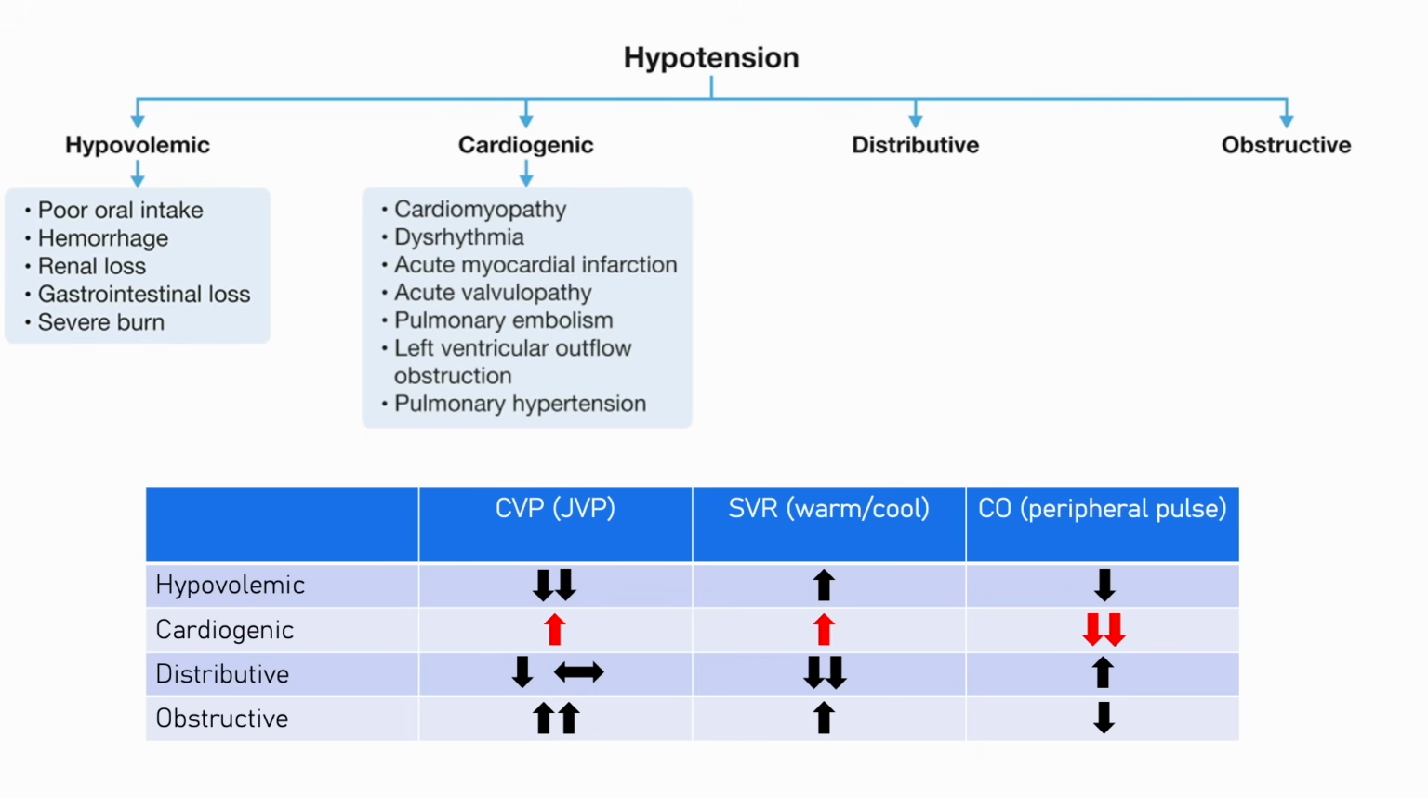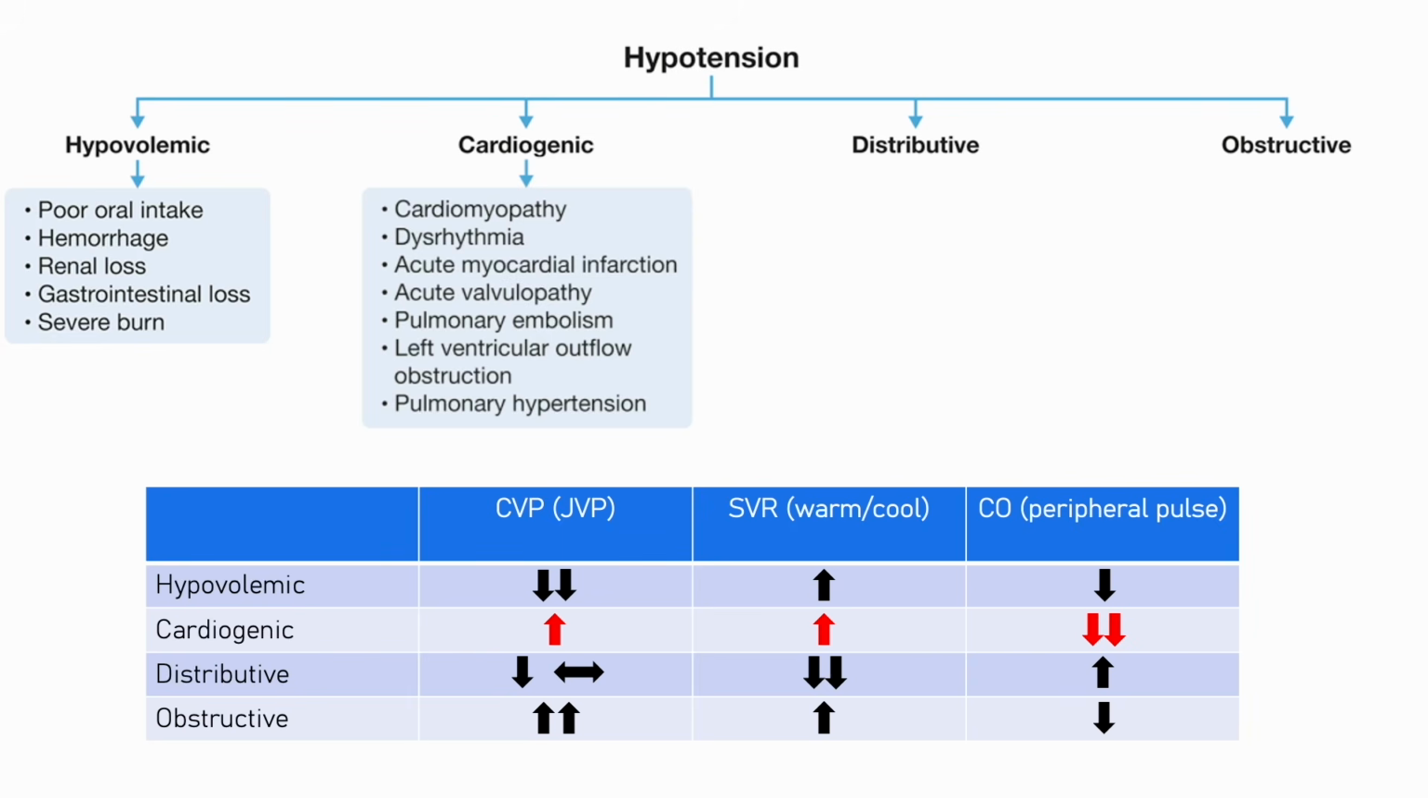Many different conditions can impair the heart's ability to generate forward flow. Cardiomyopathy, whether acute or chronic, reduces contractile function. Dysrhythmias can severely limit effective cardiac output, either because the rate is too fast, too slow, or the rhythm is disorganized.